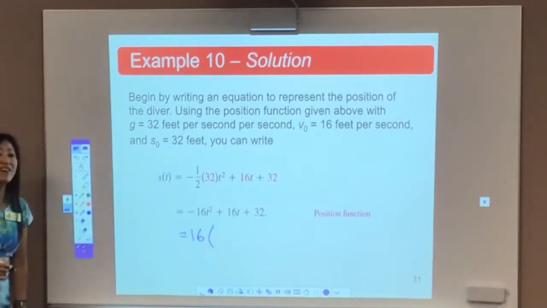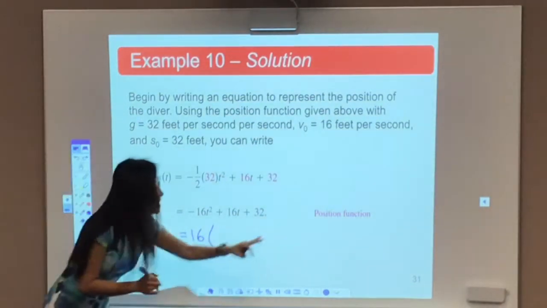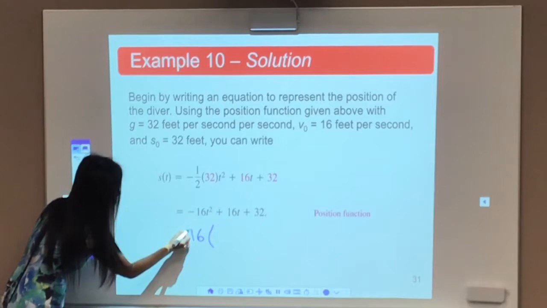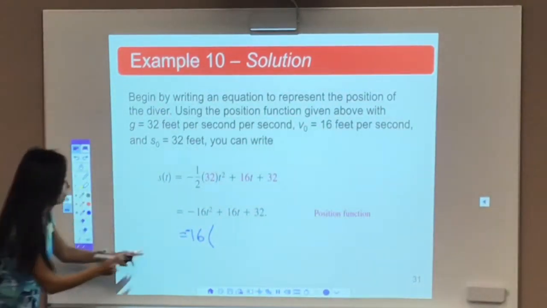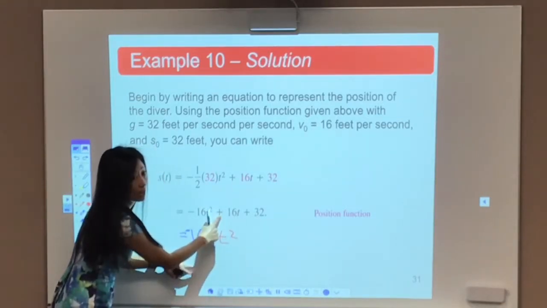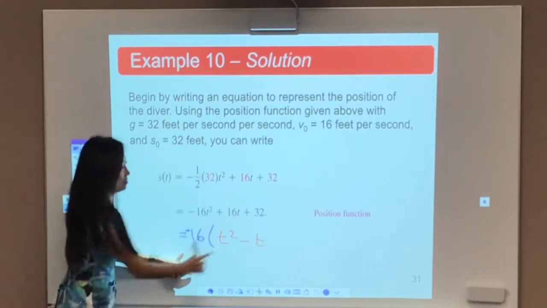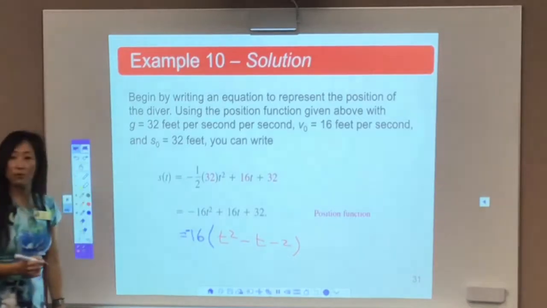Can I take out -16, class? Because I like to have a positive inside the negative, so can I take it out -16? Is that okay with you guys? All right. If I take it out negative, then this becomes a what? t squared. This becomes a what? Minus t. What's this become? Minus 2. Is everybody with me?